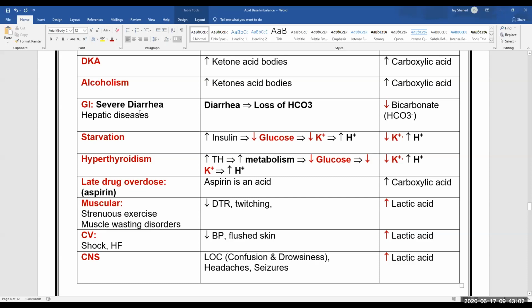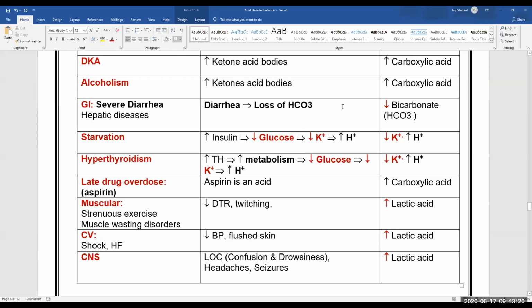Now, severe diarrhea. When you have diarrhea, you lose a lot of HCO3. So eventually, when you lose a lot of HCO3, you're going to end up having acidosis. So diarrhea gives you acidosis, decreased bicarbonate because you lose it through the gut.